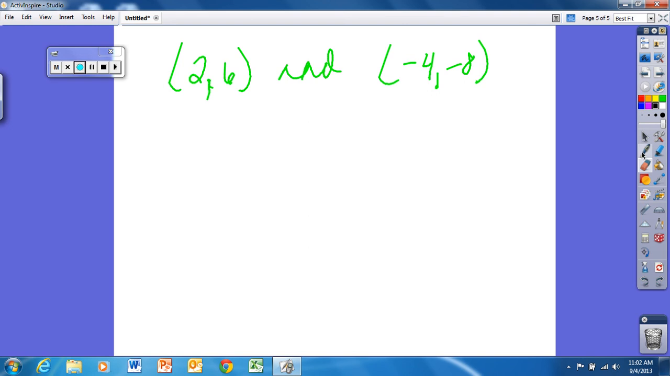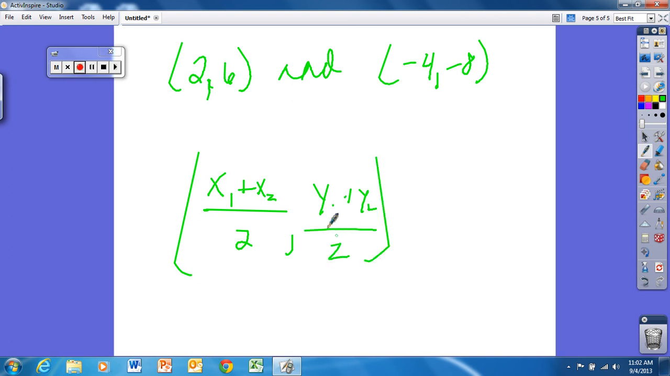Now, some people write it out and say (x1 plus x2) divided by 2, comma, (y1 plus y2) divided by 2. This is a 1 plus 2. If you want to memorize that formula, more power to you. I've come to realize that it's easier to just memorize the average. Average 2 and negative 4. Oh, average. Add up, divide by 2.